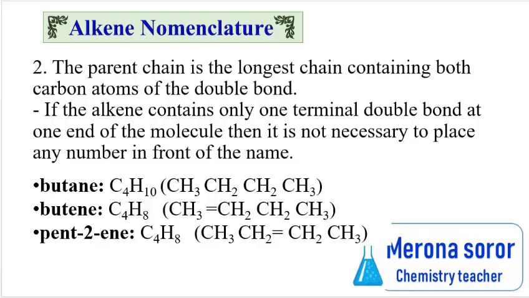Step number 2. The parent chain is the longest chain containing both carbon atoms of the double bond. If the alkene contains only one terminal double bond at one end of the molecule, then it is not necessary to place any number in front of the name. Butene, C4H8. There is only one double bond at this terminal, so we don't have to place any number in front of the name. In this case, the double bond is at carbon number 2, so the name will be but-2-ene.